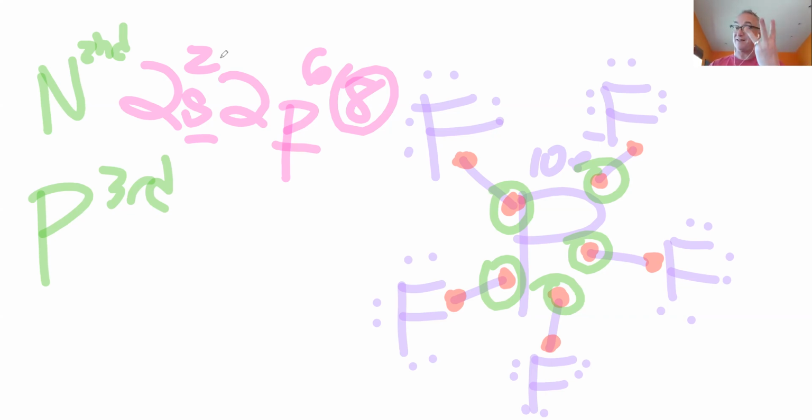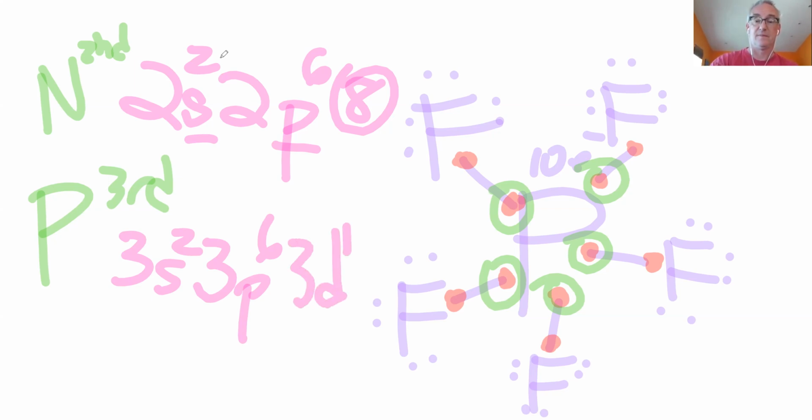But phosphorus is in the third period. It has 3s2, 3p6, and what else does it have? It has 3s, 3p, and 3d10. So because it's in the third shell, there's a D subshell in the third level. There's room for extra electrons.